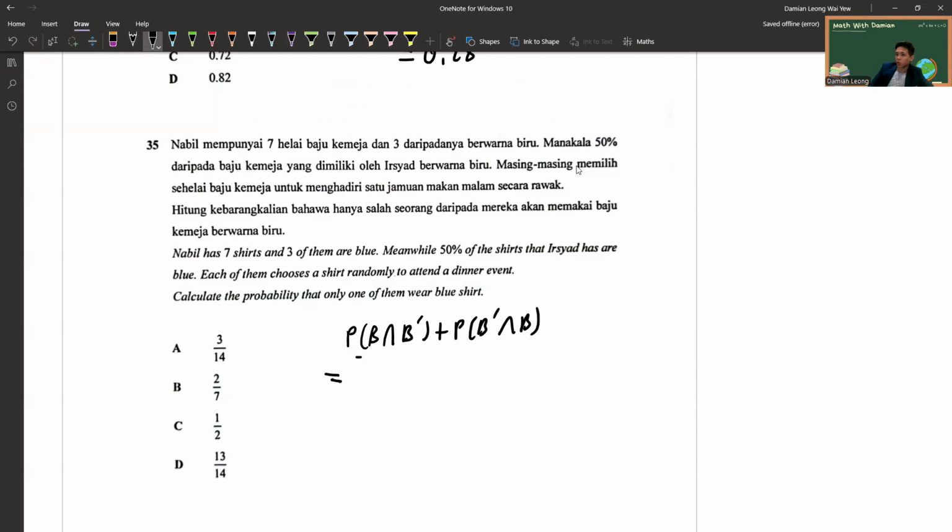So Nabil chooses a blue shirt, 3 blue shirts out of 7 shirts, times Ishrat's 50%, which is 1/2. Plus Nabil doesn't choose a blue shirt. I have 3 blue shirts, so the other 4 are not blue, so 4/7. Ishrat wears a blue shirt, still 1/2. So 3/14 plus 4/14, which is 7/14, meaning 1/2. Answer C. That's question 35.